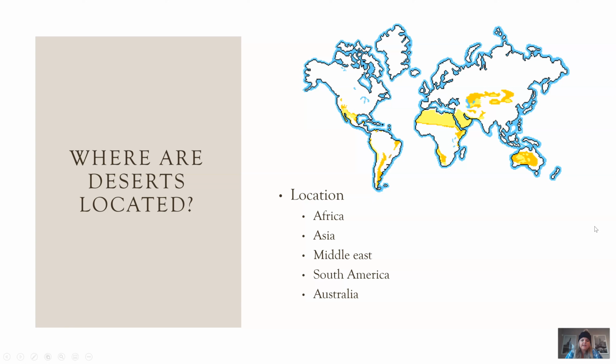Where are deserts located? They're located pretty much on every continent with the exception of Greenland and Iceland here. But we have Africa, Asia, Middle East, South America, and Australia are the big hitters. And then we do have some in North America.